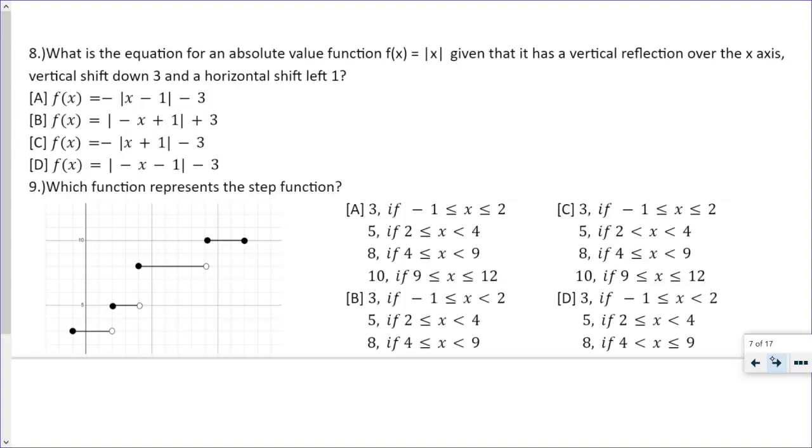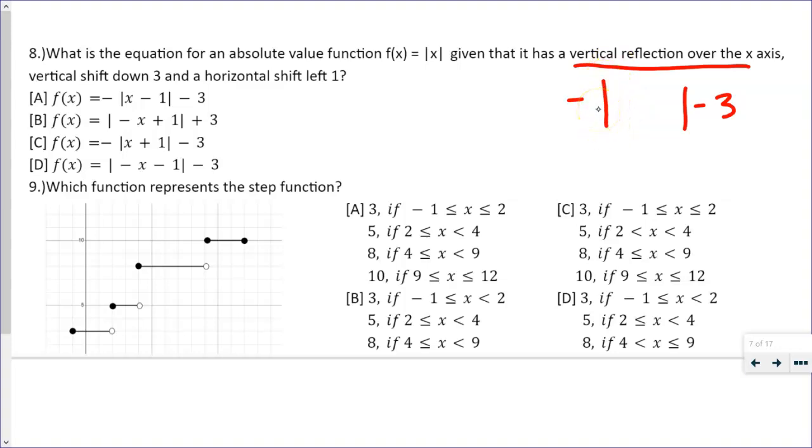with your function of absolute value of x, your parent function, given that it has a vertical reflection over the x-axis. So I know that reflection means negative. Vertical shift down 3 and a horizontal shift left 1. So again, down 3, so -3 on the outside. Okay.